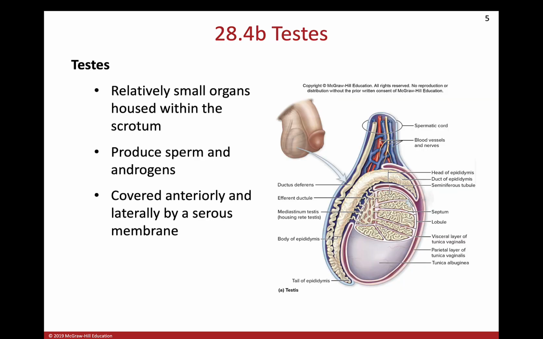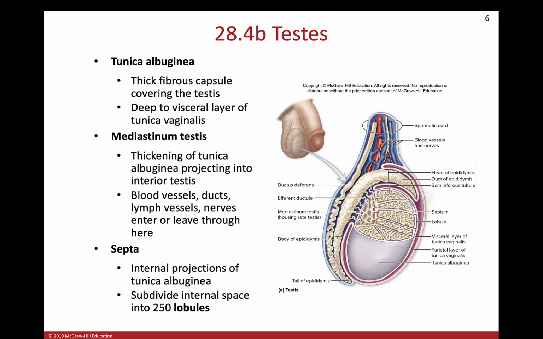Now, the testes are relatively small organs housed within the scrotum. Their role is to produce sperm and androgens. They are covered anteriorly and laterally by a serous membrane. There is a tunica albuginea, and this is something that you will be asked to identify on the lab quiz. The tunica albuginea is a thick, fibrous capsule covering the testis. It is deep to the visceral layer of the tunica vaginalis.